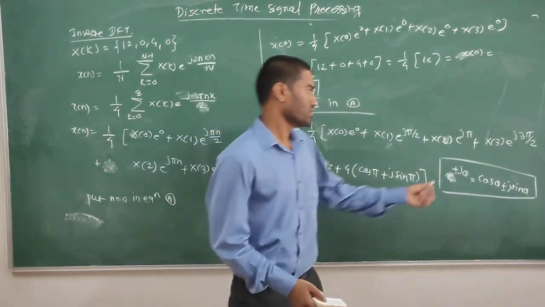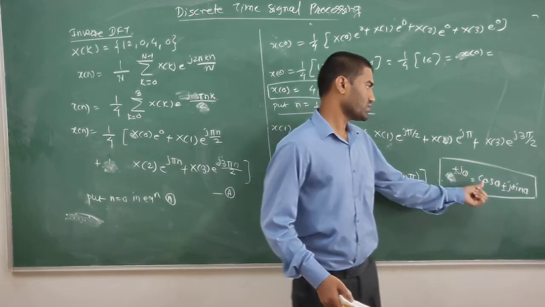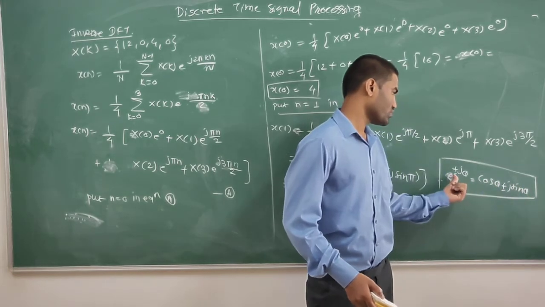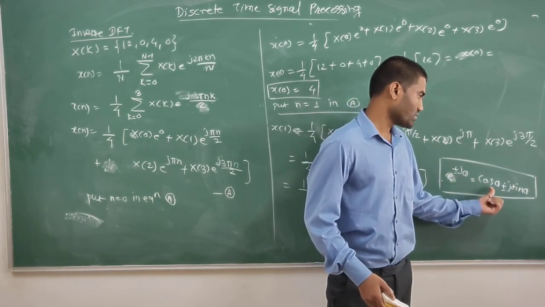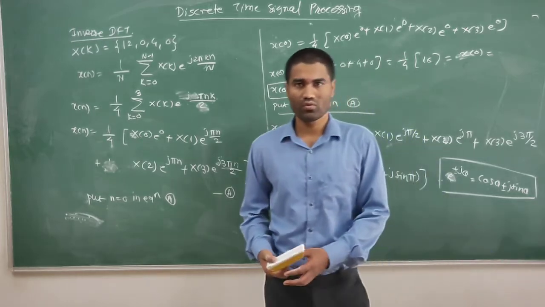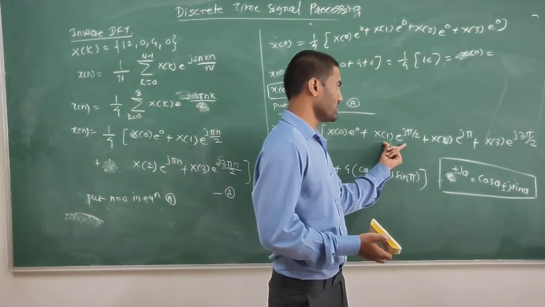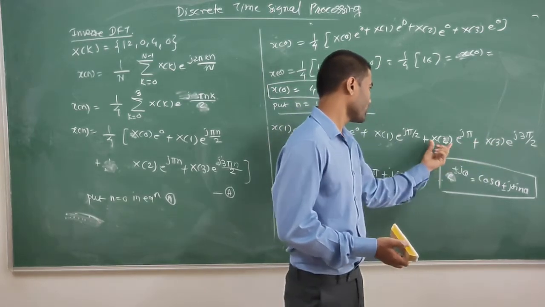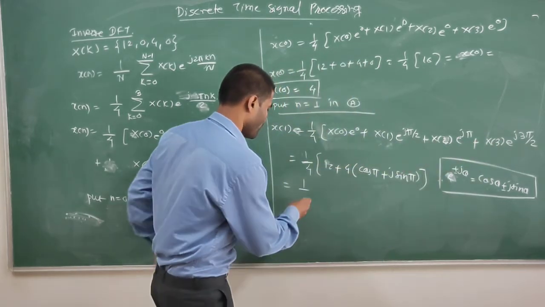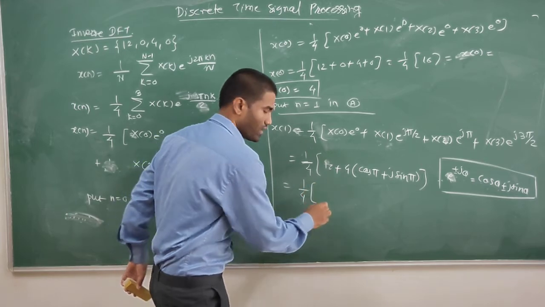Plus means if e raised to plus j theta is there, so cos theta plus j sin theta. E raised to minus j theta is there, cos theta minus j sin theta. Okay. So from this step, what we do? We will neglect this term. We will neglect this term. We are getting these two terms. Okay. So 1 by 4, and the answer will be.